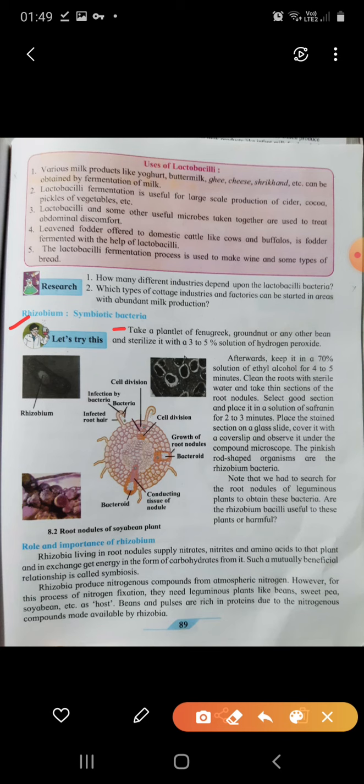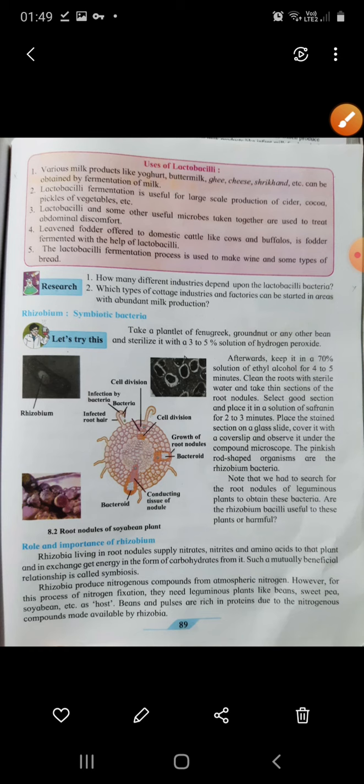Take a plantlet of fenugreek, groundnut or any other bean and sterilize it with 3 to 5% solution of hydrogen peroxide. Okay. To observe this bacteria, we have to find plantlets, beans, like fenugreek, groundnut, etc. and sterilize it with 3 to 5% solution of hydrogen peroxide. Hydrogen peroxide we have to use to clean the roots of this plant, right? The soil particles or mold, we can clean it by using hydrogen peroxide.